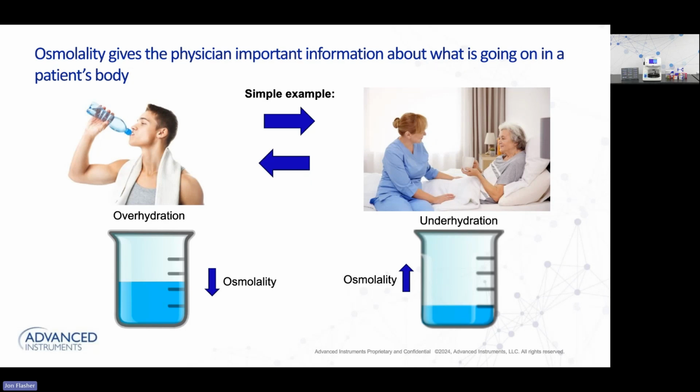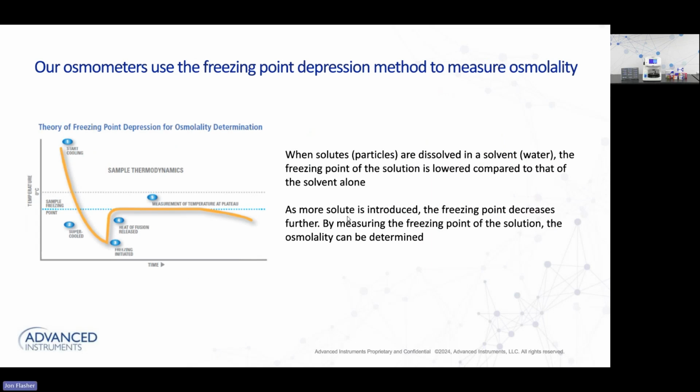So if you're overhydrated, then you can imagine the volume of water in your patient is greater relative to the concentration of dissolved particles in that patient, and so your osmolality would go down. And if you're underhydrated, then the opposite is true. The volume of water in your patient is much lower. If you have the same amount of dissolved particles as you did in the first example, with less water relative to that amount of dissolved particles, then your osmolality result will go up. So really simple example, overhydration, underhydration. Pretty straightforward. So how do our osmometers work?